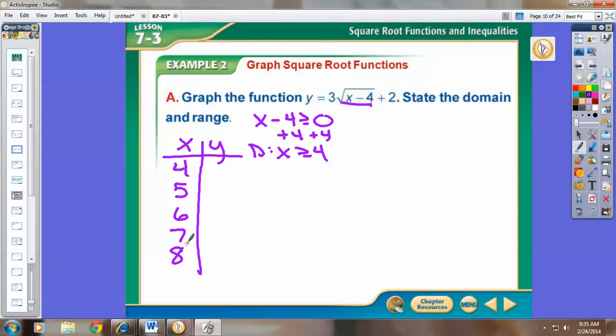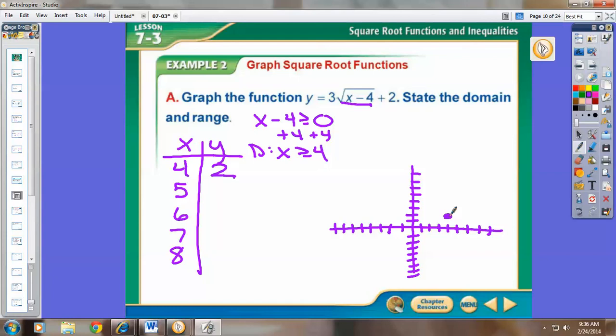So into your function, let's do this. And you're going to need a calculator here. If you don't have one, you're going to need one. So by putting 4 in, 4 minus 4 is 0. The square root of 0 is 0. And 0 times 3? 0. And 0 plus 2? 2. Okay, so I want to go ahead and plot these points as I'm going through them. So I have the first point at 4, 2. Put a dot there, 4, 2.